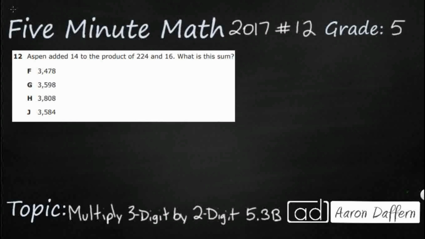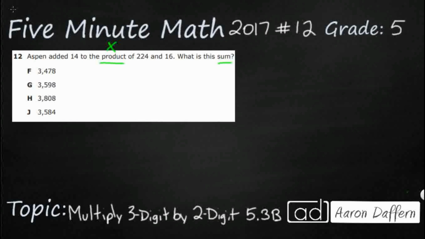So, we have Aspen, and Aspen is adding 14 to the product, so there's our clue right there, of 224 and 16, and we're looking for the sum, which is kind of weird because we are looking at multiplying, but it's actually a two-step process. First, this product means multiply, so we're going to have to multiply 224 by 16, then we're going to add 14 to that product, and that's what's going to get us our sum.